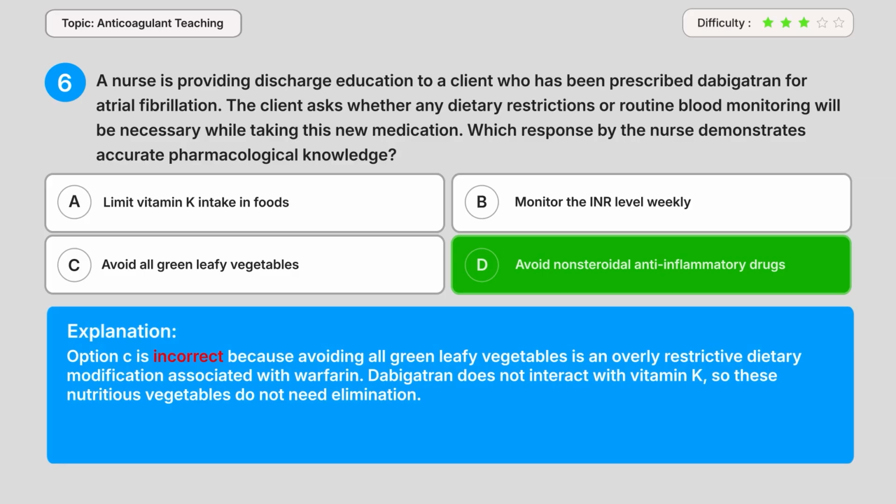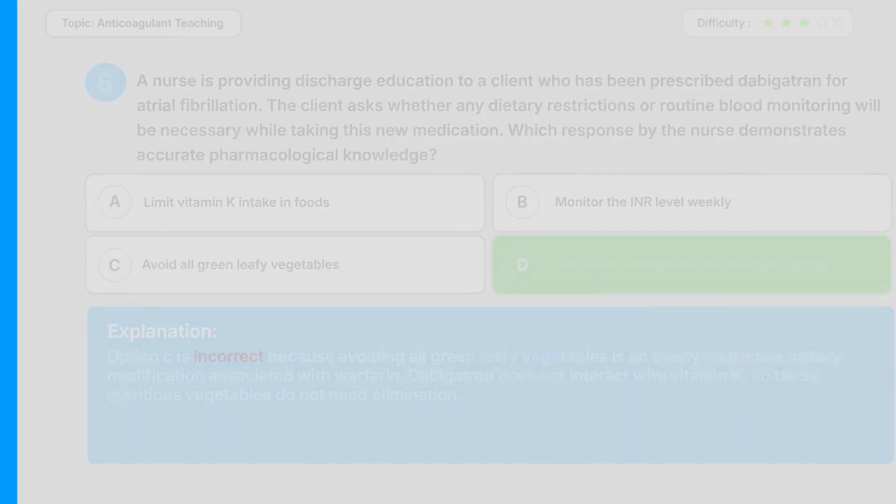Option C is incorrect because avoiding all green leafy vegetables is an overly restrictive dietary modification associated with warfarin. Dabigatran does not interact with vitamin K, so these nutritious vegetables do not need elimination. A client going home on dabigatran for atrial fibrillation wants to know about diet restrictions and blood monitoring.